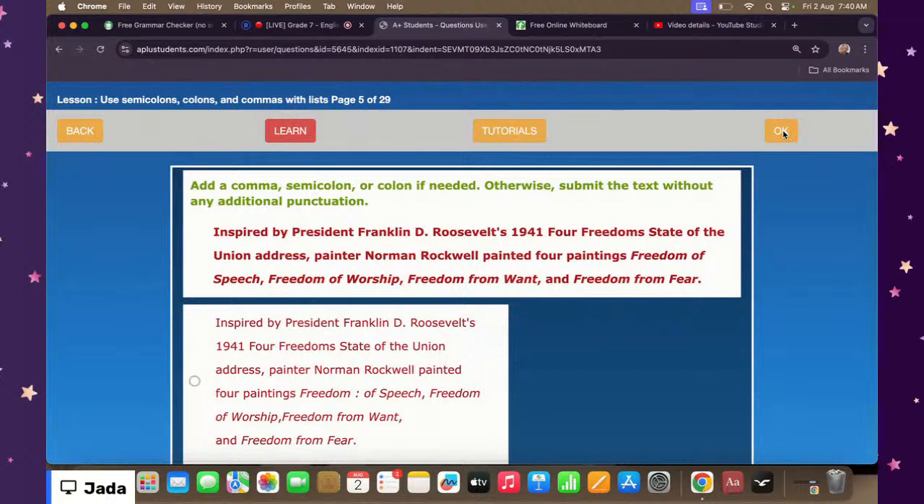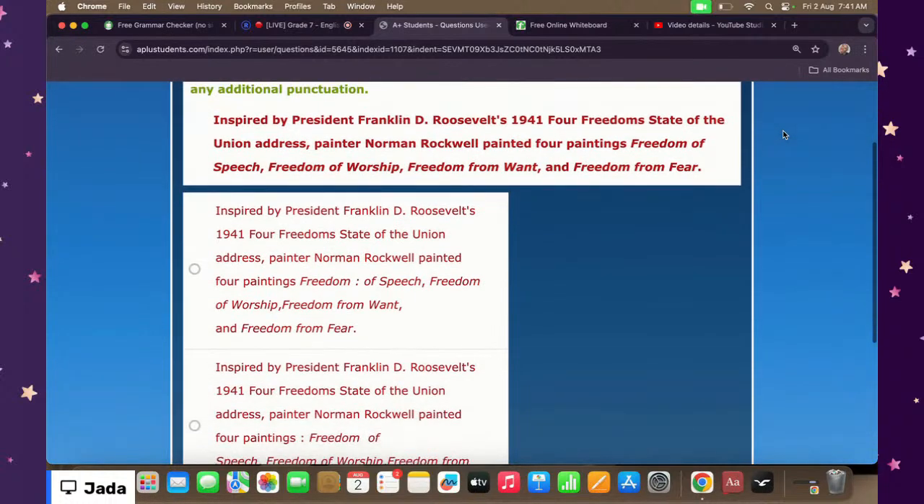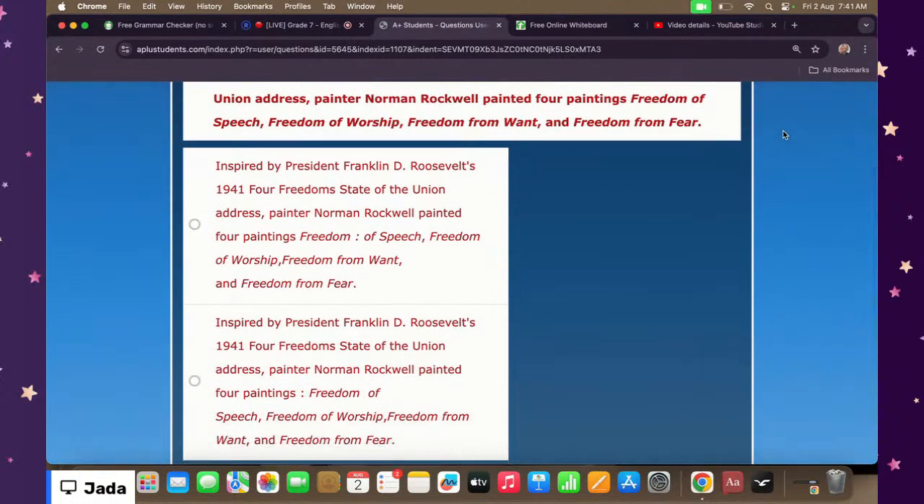All right. So inspired by President Franklin D. Roosevelt's 1941 Four Freedoms State of the Union Address, painter Norman Rockwell painted four paintings: freedom of speech, freedom of worship, freedom from want, and freedom from fear. So you have to make sure, yes, you need to put a colon to separate them, but this one is wrong because you can see the comma in between freedom of speech, but that is one together, so you shouldn't separate that. It should be the second one.